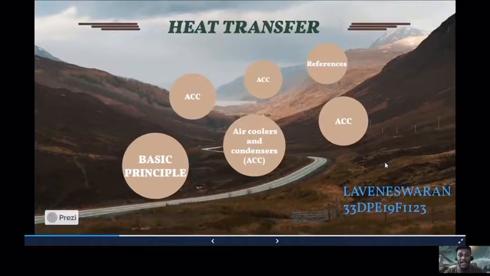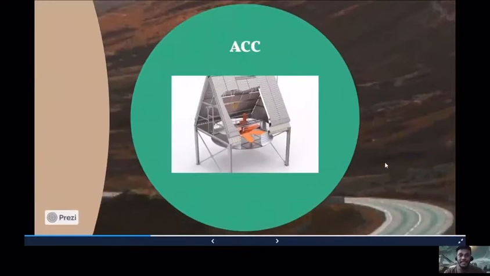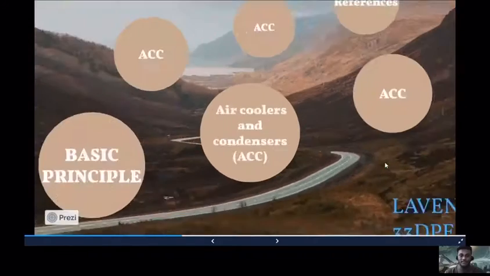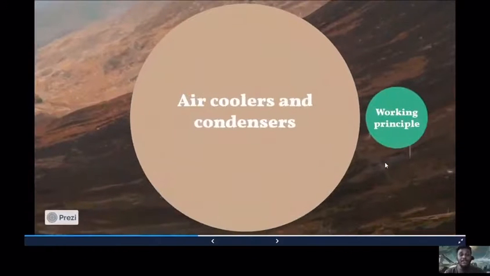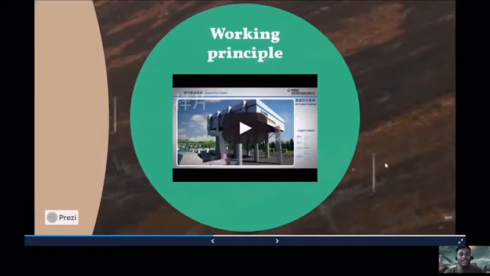Let us see about air coolers and condensers. Short form is ACC. Air coolers and condensers. Let us see some pictures about ACC. This is a picture of air cooler and condensers. Next, the working principle of air coolers and condensers. Let us see a video about the working principle of air coolers and condensers.